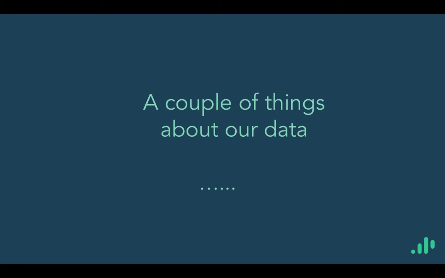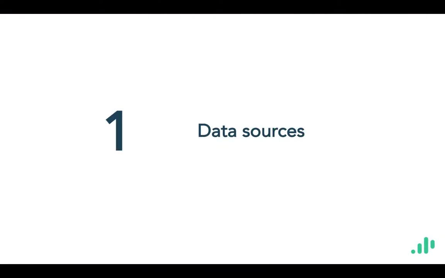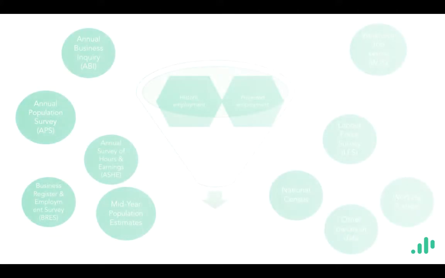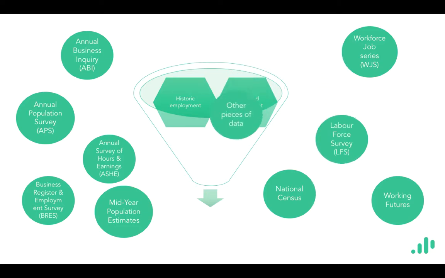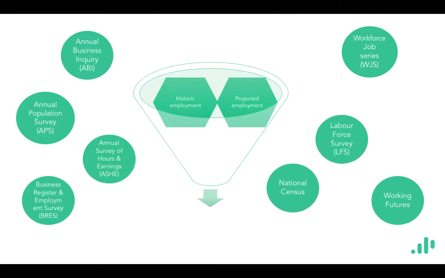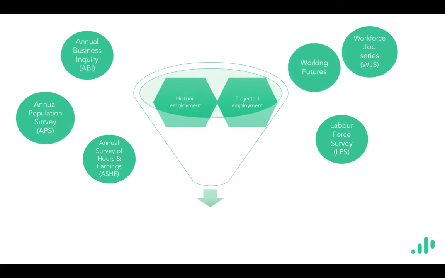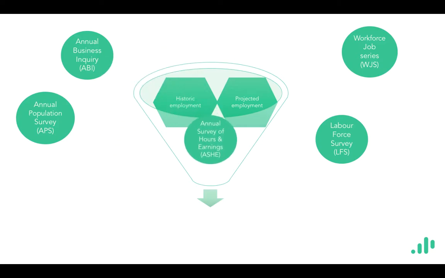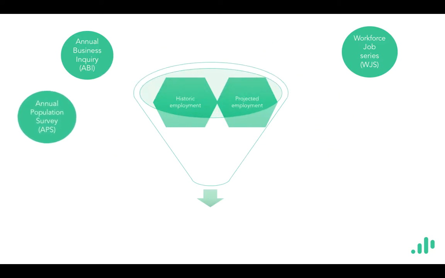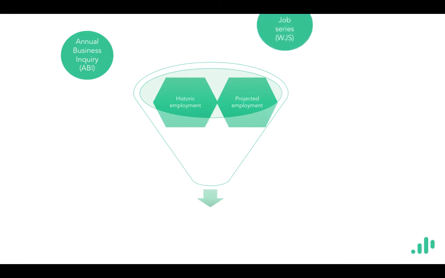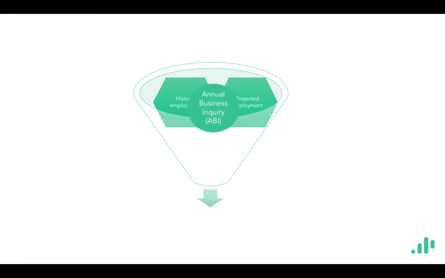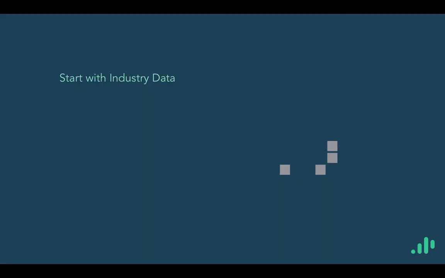So a couple of things about our data. To begin with, I'm just going to go through a little bit of information about our data sources. Our data sources roughly equate to about 20 million data points. We mainly use government data as our core data. This is updated annually and ranges from the census, which comes out once in a blue moon or once every 10 years, to more readily updated data as well. This mainly looks at historic employment, and then we project forward as well. So we do start with this industry data.